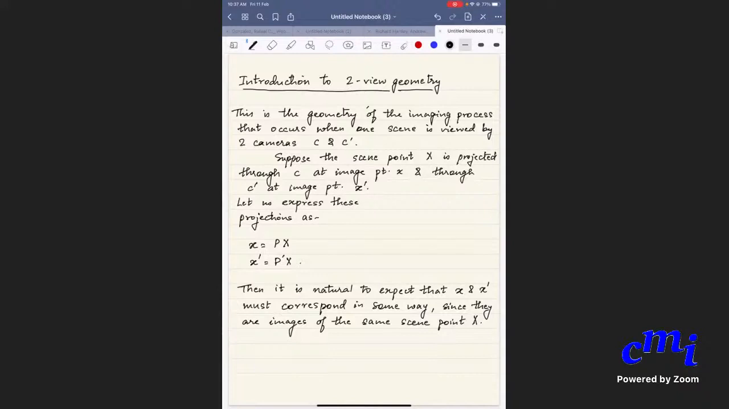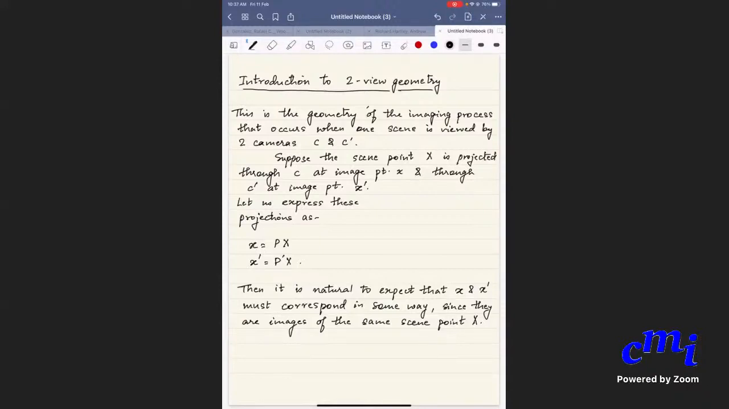And there are different questions one can ask. Since the same scene point is projected through two cameras, there might be a relation between the two corresponding image points, right? The study of the geometry of this situation is called two-view geometry.